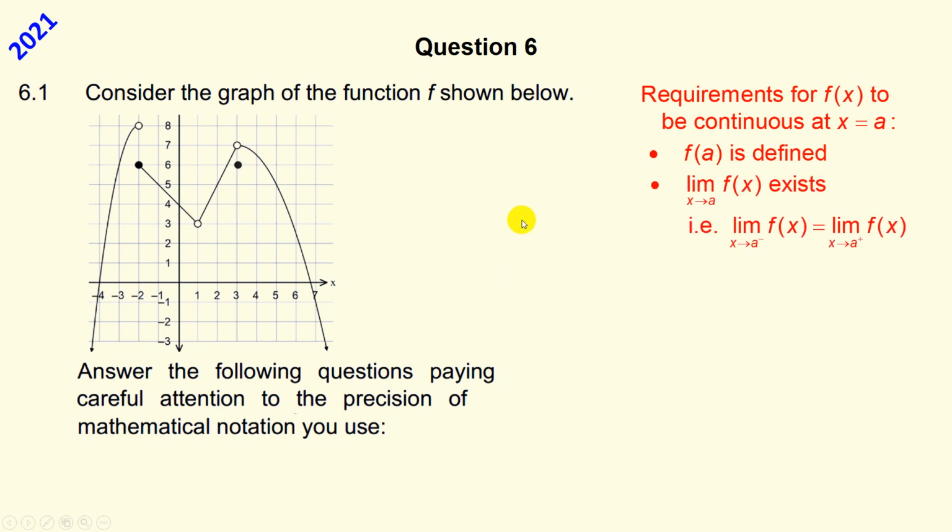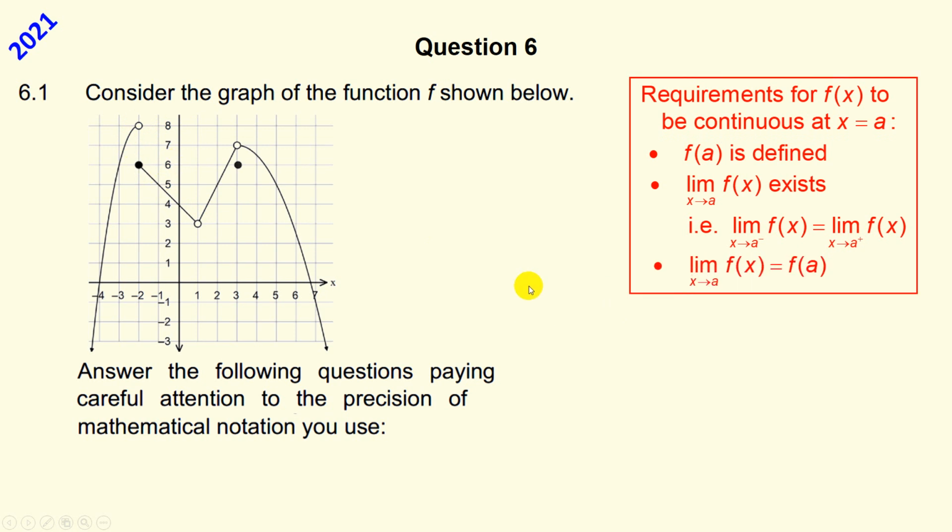The limit of f of x must exist, and that means that the left limit from a minus must equal the right limit from a plus. So you can see in this case they're not equal, because the left limit we're going to 8 and the right limit we're going to 6. And the limit of f of x as x tends to a must equal f of a. So if you look here, the left limit is equal to the right limit, but in fact the limit, which is 7, is not equal to the function value, which is 6.